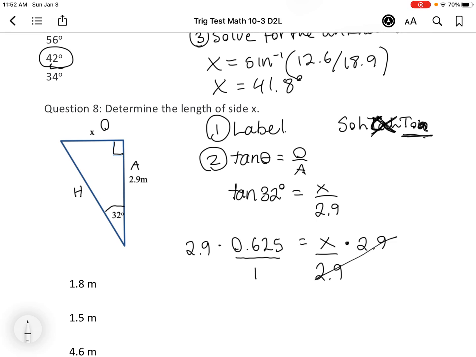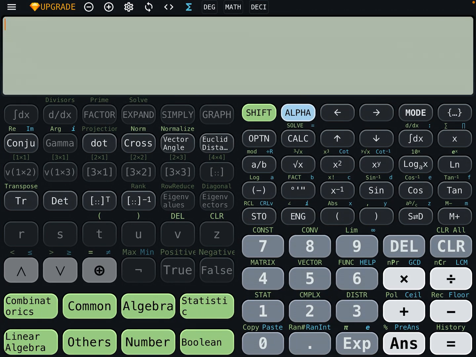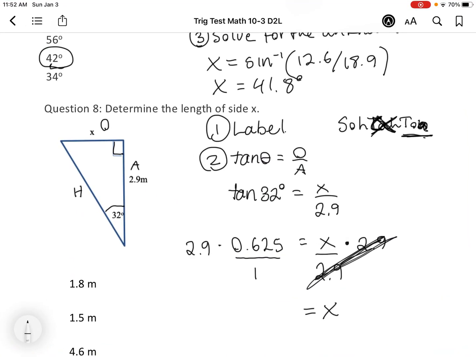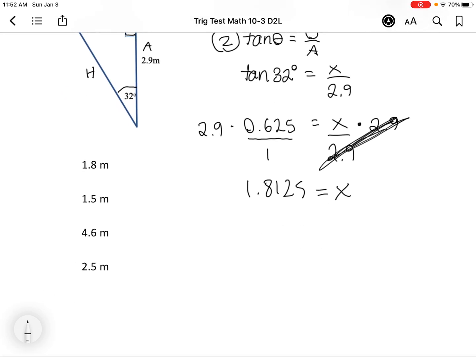Okay, now these undo each other, which means that x is going to equal 2.9 times 0.625 divided by 1. And I just need to do that on my calculator. 2.9 times 0.625 divided by 1, and I get 1.8125. So if you look at what's going to match that in the options, it's the 1.8 meters.